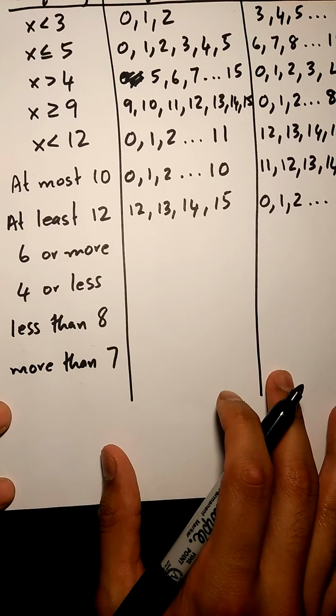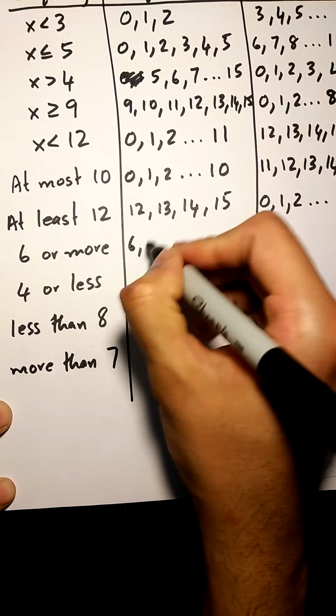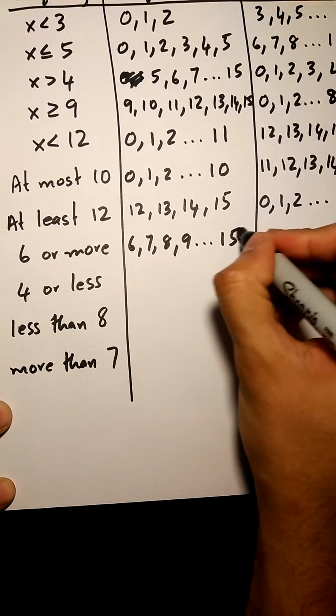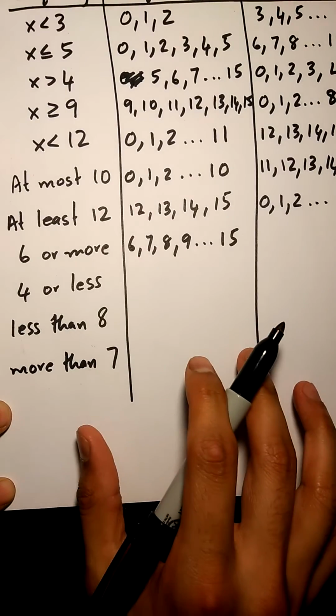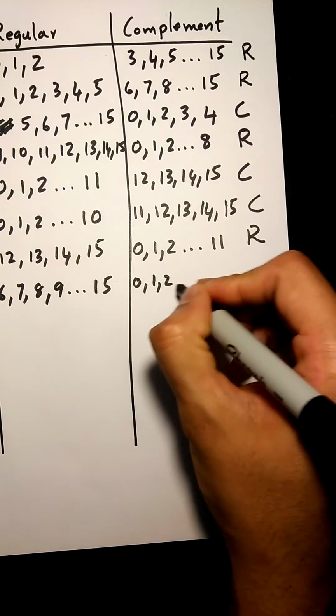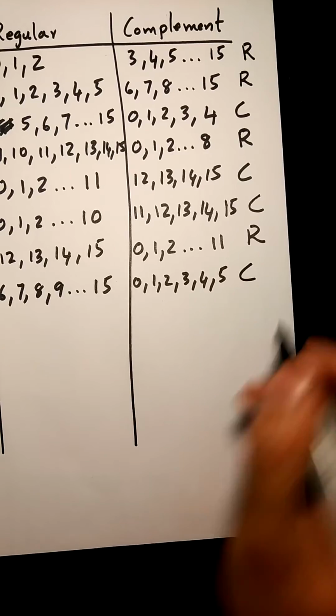6 or more. 6, 7, 8, 9, all the way till 15 again. It's 10 calculations right there. Complement's only going to have 6 calculations. In this case, we're going to pick our complement.